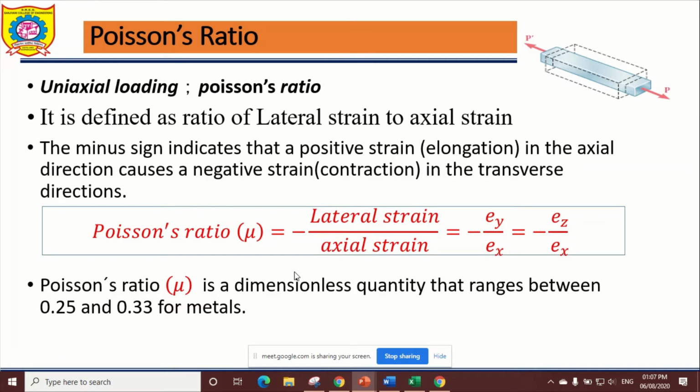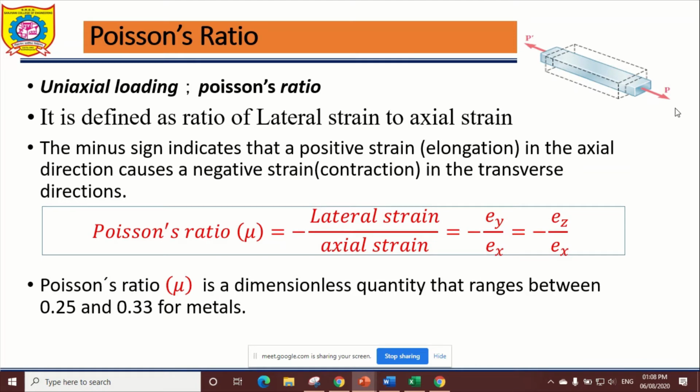definition we have studied, that is Poisson's ratio. We have to first find out the lateral strain and the axial strain. Why have we taken the minus sign? Because when we apply the tensile load, the length will increase, so the increment in the length we show by the positive sign, but there is a decrement in the width and the height or thickness. Due to that, we are using the minus sign here.